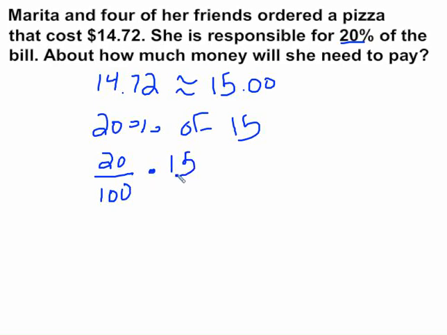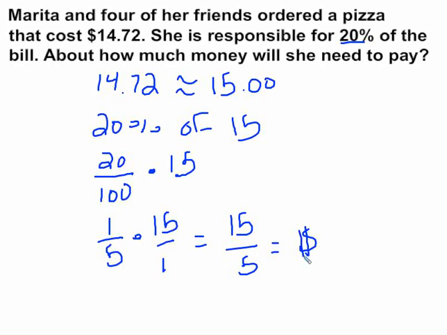So 20% of 15. Well, I know that 20 out of 100 reduces to 1/5 of 15. When I multiply straight across, that's 15 over 5, which equals $3 that she owes. Now for those of you that like to cross reduce, again, I could have cross reduced right there and there. 3 times 1 is 3. Okay, so we know that Marita will need to pay about $3. It'll be a little under $3, but $3 should cover the bill.